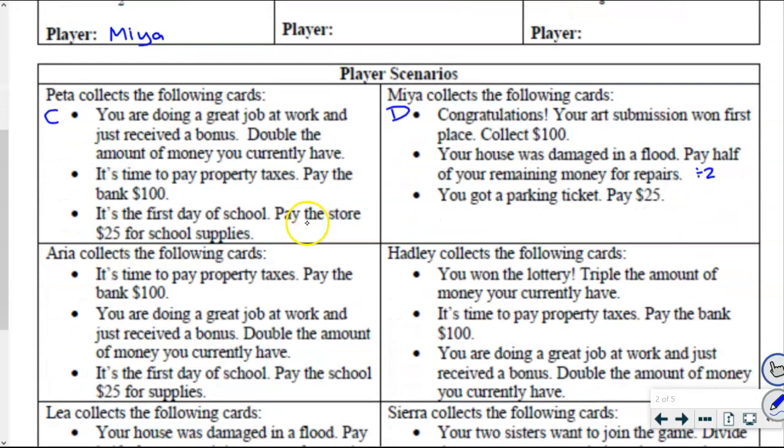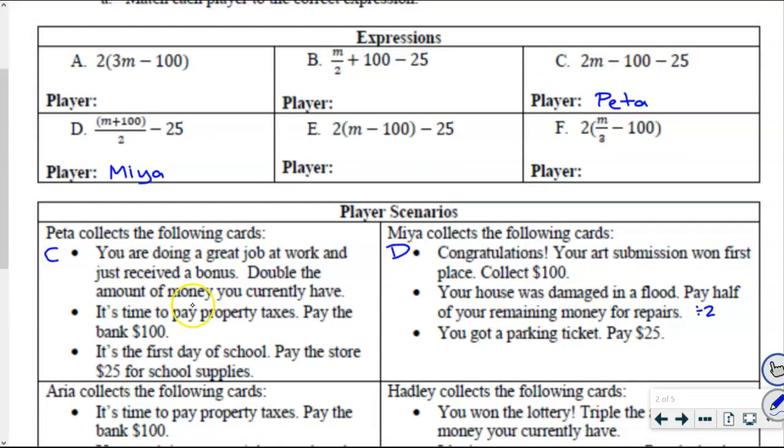Okay, let's keep going. Aria collects the following cards. It's time to pay property taxes. Pay the bank $100. So where is an expression that shows the first thing that's happening is we are paying $100? Talk with your groups. I should see more hands. Which expression shows the first thing that's happening is we're paying $100? Raise your hand when you're ready.